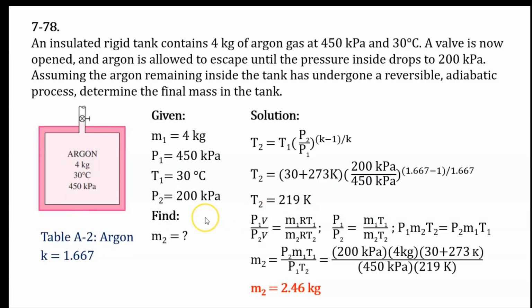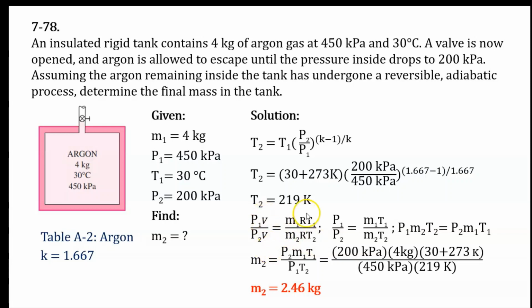At this time, we can now proceed to solving the final mass in the tank. The final mass in the tank is determined from the ideal gas relation, so we will use this equation: the initial pressure multiplied by the volume over the final pressure multiplied by the volume is equal to the initial mass multiplied by the gas constant R multiplied by the initial temperature over the final mass multiplied by the gas constant R multiplied by the final temperature.